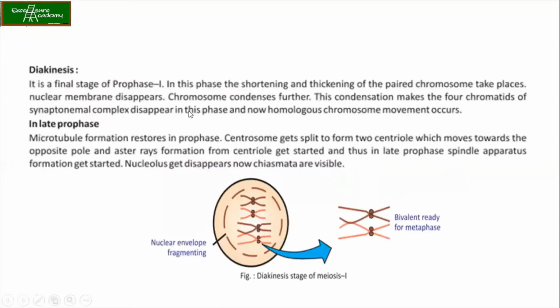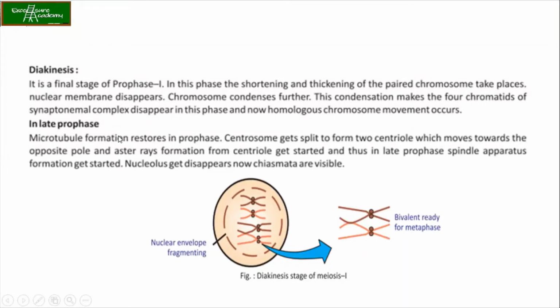Then coming to the diakinesis. So this is the final stage of the prophase 1, and in this phase, the shortening and thickening of the paired chromosomes takes place. Nuclear membrane is going to disappear, chromosome condenses further, and the condensation makes the four chromatids of the complex disappear in this phase, and now homologous chromosome movement is going to happen.